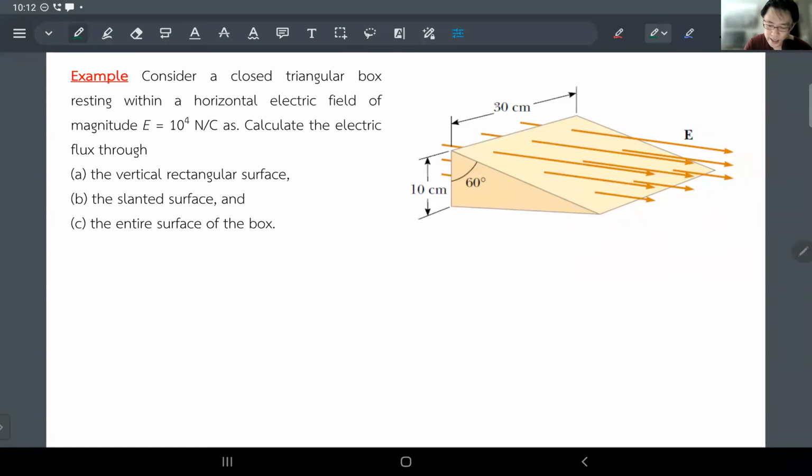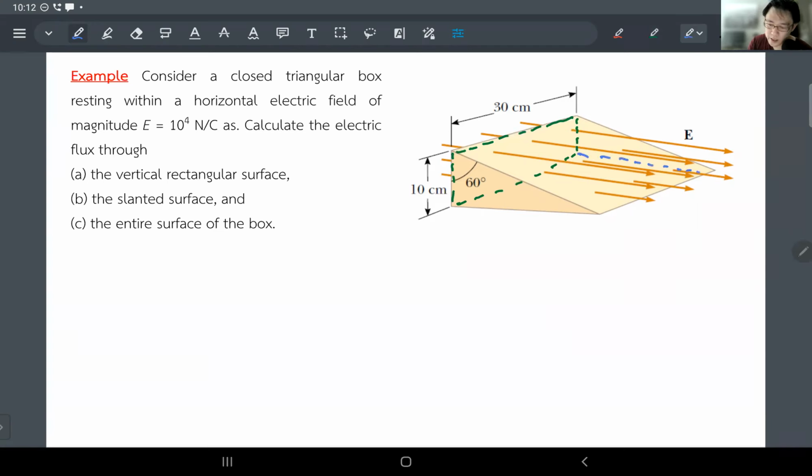Okay, so let me highlight green here. So that's your vertical rectangular surface over there. That's the green one. Cool. All right. And the slanted surface, so that would be, okay, let me highlight it blue there.